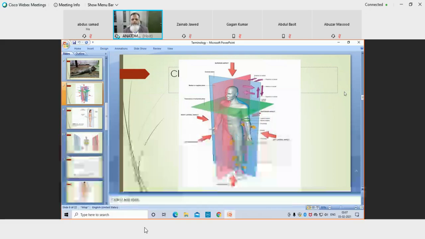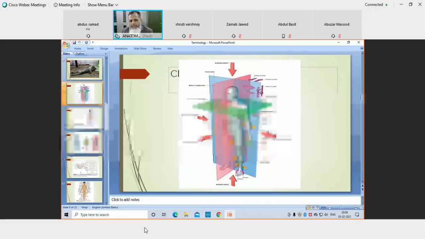Now you can just recapitulate, and I am asking the question, and just give me the answer. What is the plane in green color? Transverse. Sorry, what is the plane in blue color? Coronal. What is the plane in orange color? Median.